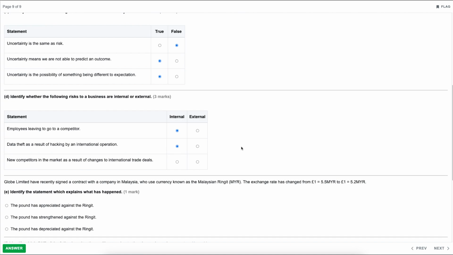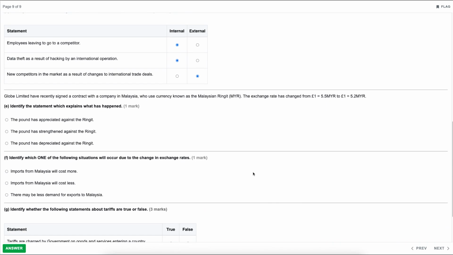So although the risk may be coming from an external source, the risk itself to the business is internal because it's what you can control to prevent that. Now the last one, new competitors in the market as a result of changes to international trade deals. So that one would be an external risk. The business has no control over the prevention of new competitors coming into the market as a result of changes, or an international trade deal changing. So they have no control over either of those scenarios, and therefore it would be an external risk to the business.